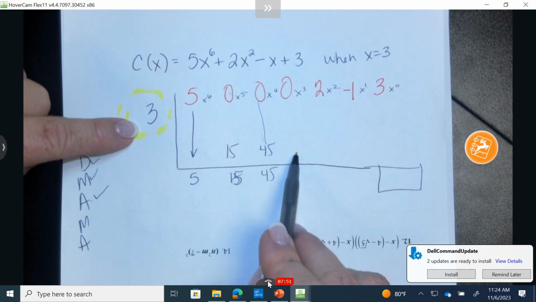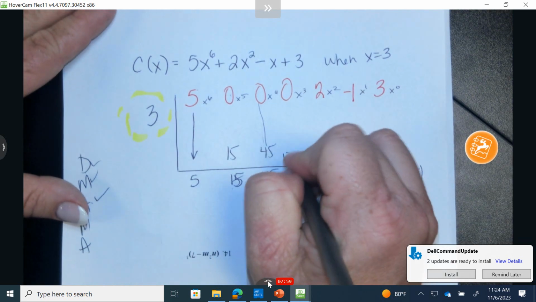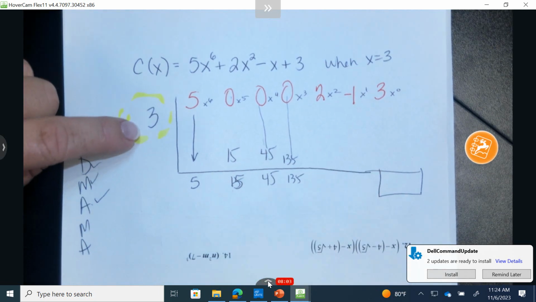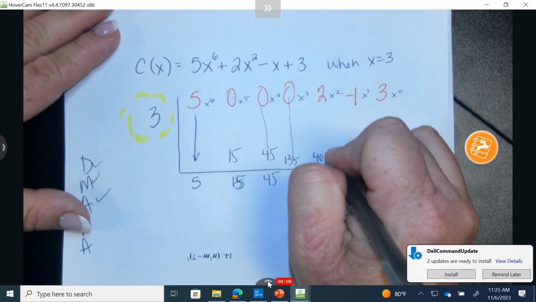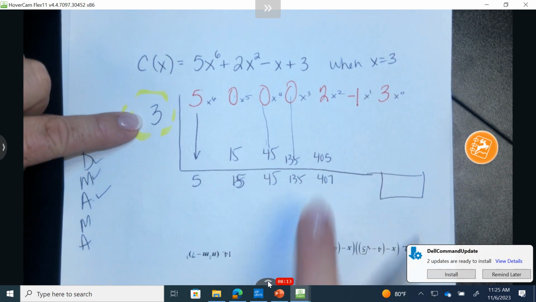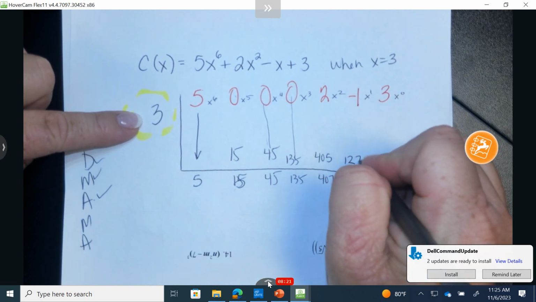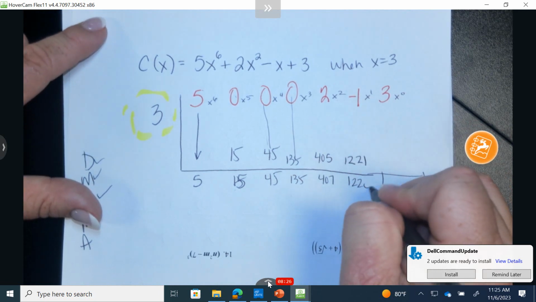And I just keep multiplying and adding until I'm done. 45 times 3 is, you guys are helping me out, 135. And I add straight down to get 135. I multiply again. 135 times 3 is 405. I add down to end up with 407. I'm multiplying 407 times 3, and I end up with 1,221. I add down to get 1,220.